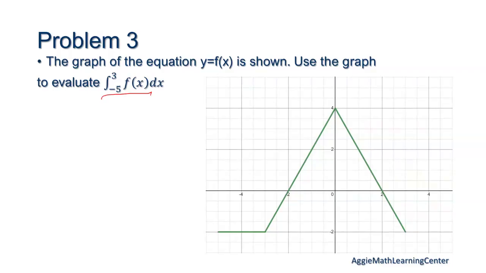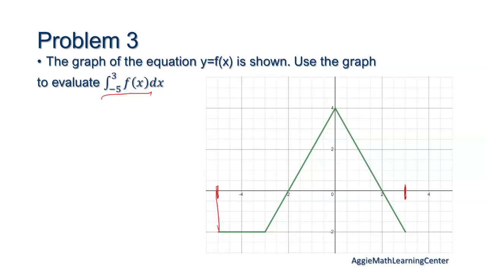So we can split this graph up into different shapes that we're familiar with, that we know how to find the area of, and add up all of the areas together. We can start by looking, since we know it goes from -5 to 3, so our -5 is here, and then 3 is here. So it's the integral of the entire graph.